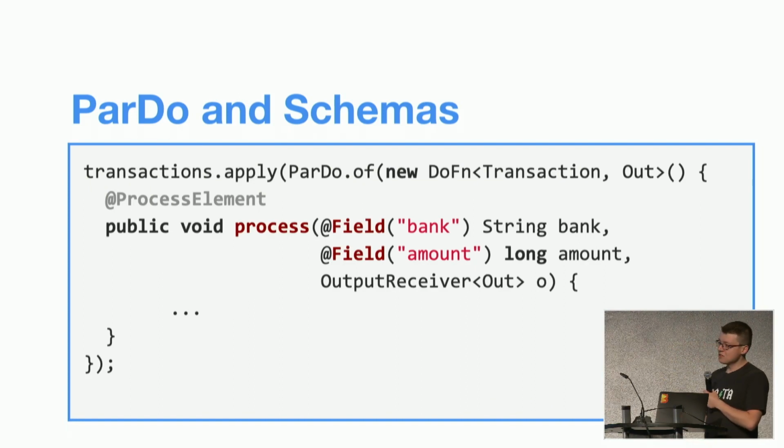ParDo functions also support schemas because schemas are part of Beam. Without schemas being part of Beam, it wouldn't be possible. But what you can do is write a DoFn that will take a particular field as an argument. You just need to add a Java annotation for it. It would also do a type check for you at the pipeline construction step. So if you mistype something or types don't match, you'll get an error. This way you can reduce the amount of boilerplate, or you can work with data that has structures that you're not super certain about.